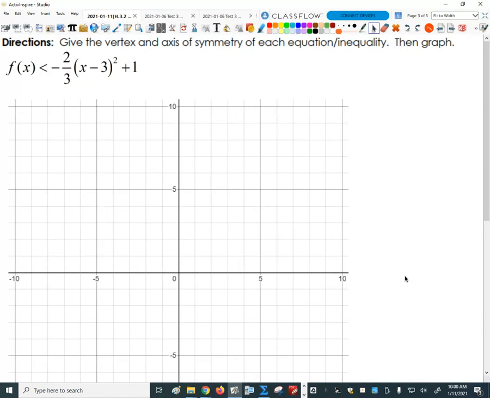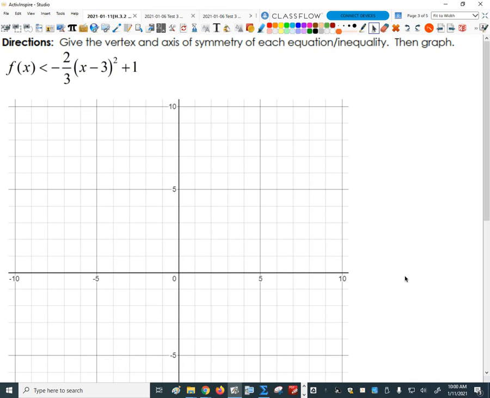Questions for Adelaide. When we graphed linear inequalities, when did we end up getting a solid boundary line, and when did we get a dashed boundary line? What distinguished between those two things? Whether it was equal to. Okay, good. So perfect.